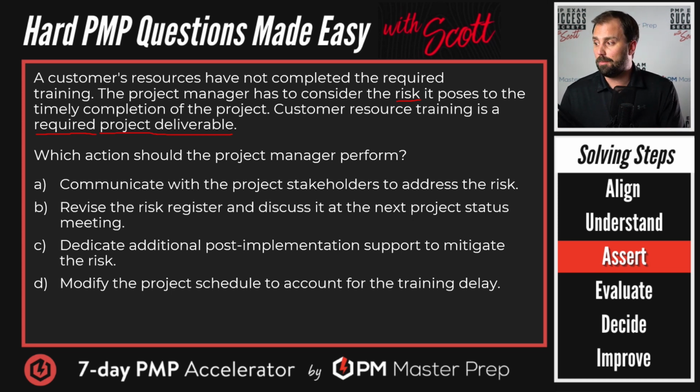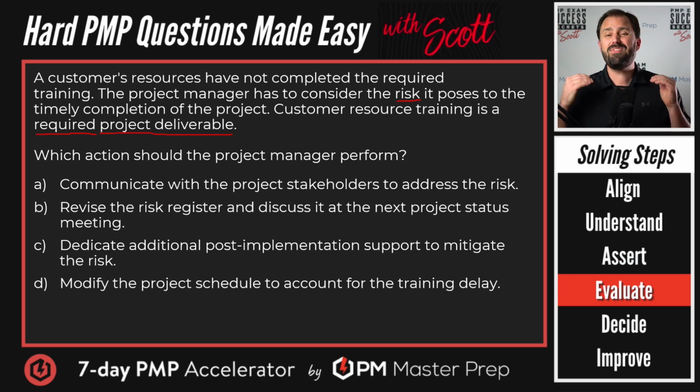All right, so number 4, we are going to evaluate what each answer is independently, one by one. All right, let's go get A. To deal with this risk in this training issue, would we communicate with the project stakeholders to address the risk? First thing we ask is, is this something that we could do? Yeah, this is something that we could do. Secondly, is it something that we would do, and would it solve the problem up above?